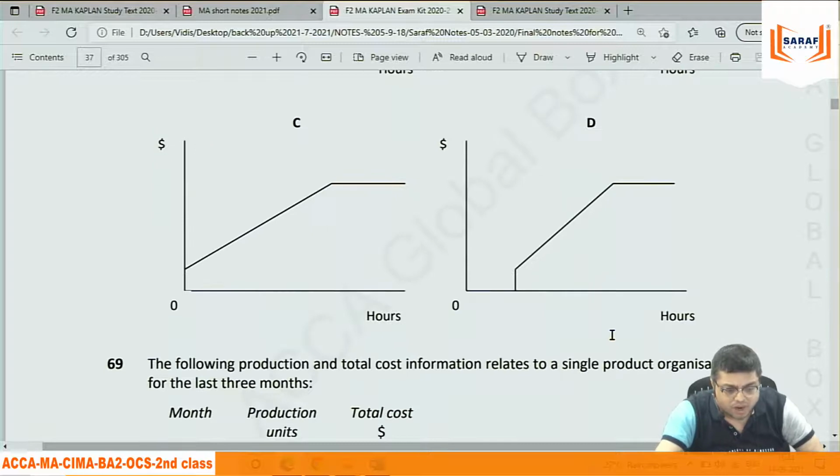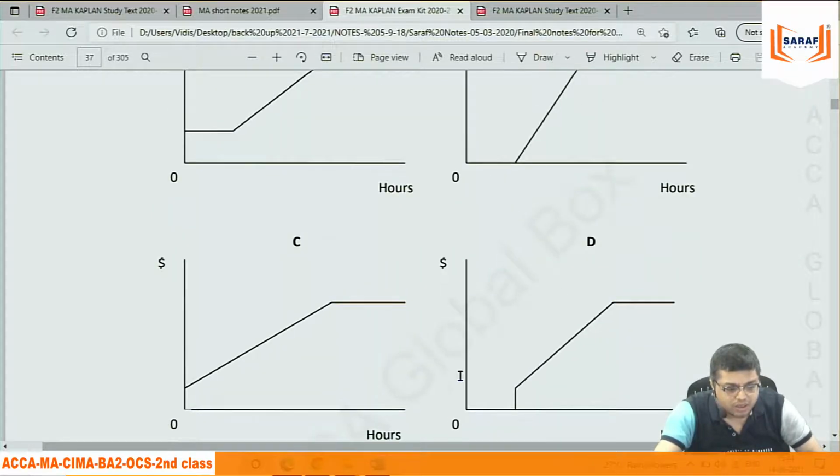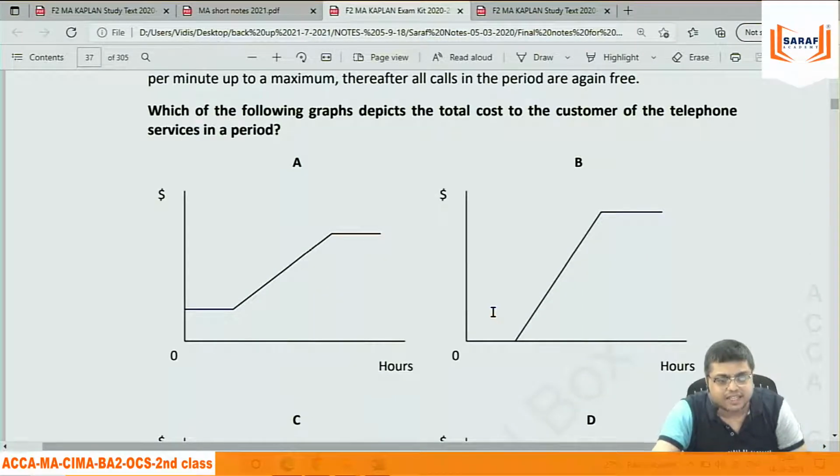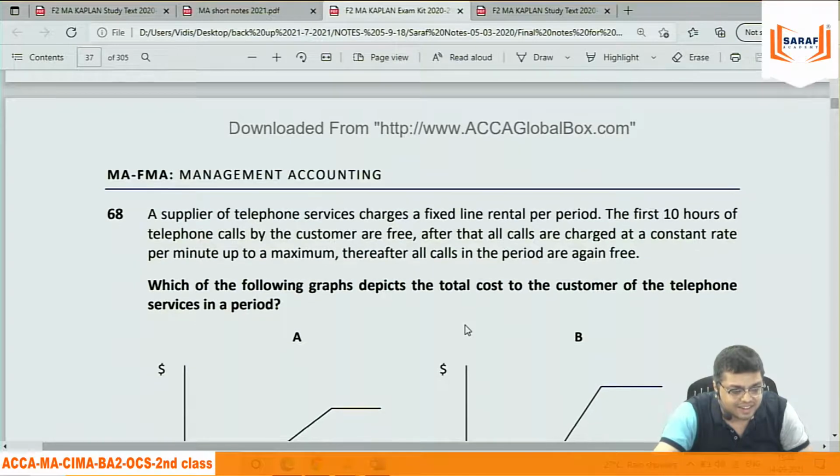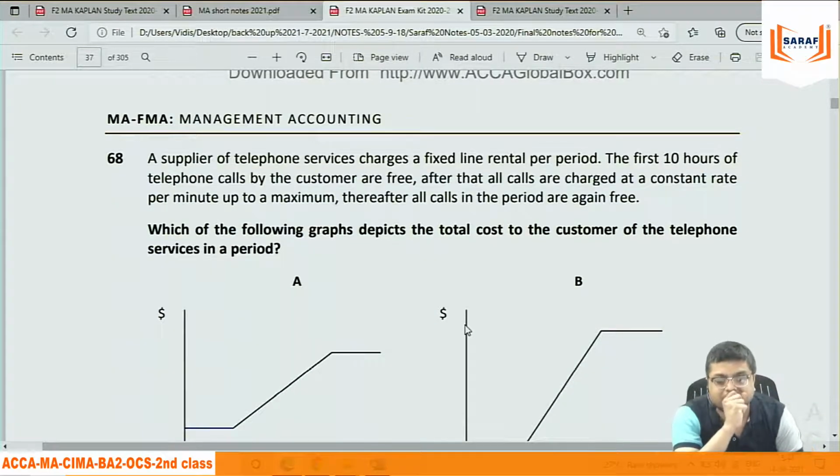And B and D are not possible because this is the 0. When the output is 0, they are not saying that. Yes, Atharva, tell me. No, you are not getting.